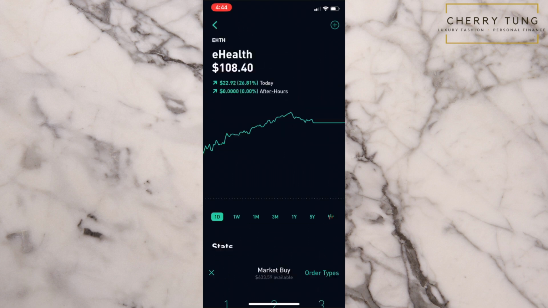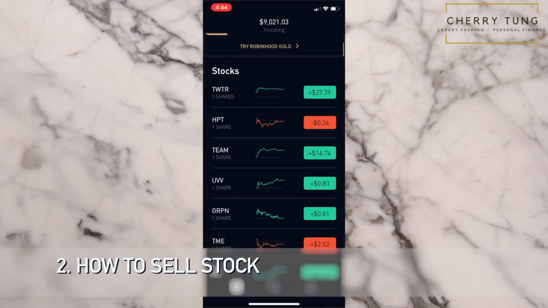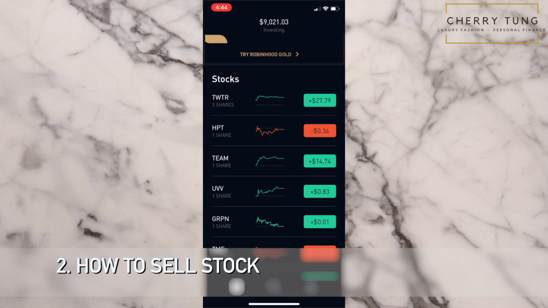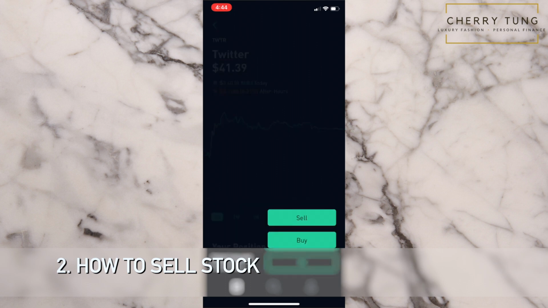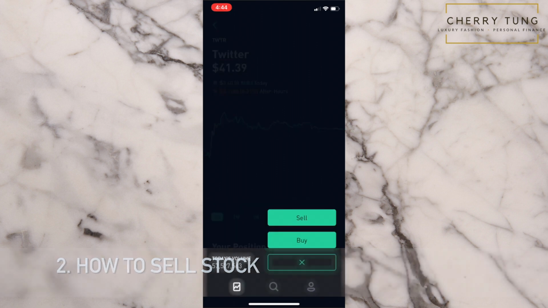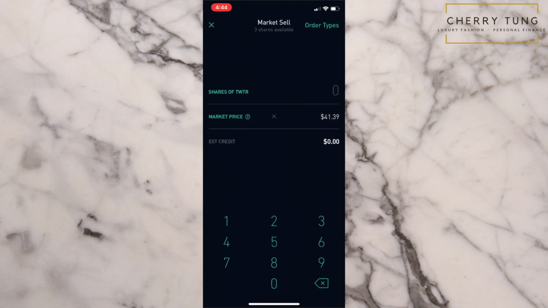And then let's say, how do you sell stocks? How you sell stocks is you go to the front page, and then you go to any stock that you want to sell. Let's say I want to sell Twitter. So I will click into this, and I will click into trade. And then here's buy and sell. To sell stocks, I just click on sell. And then I will put in however many shares I want to sell. And since I have 3 shares available, I can put in any number from 1 to 3. Let's say I want to sell 1 stock.